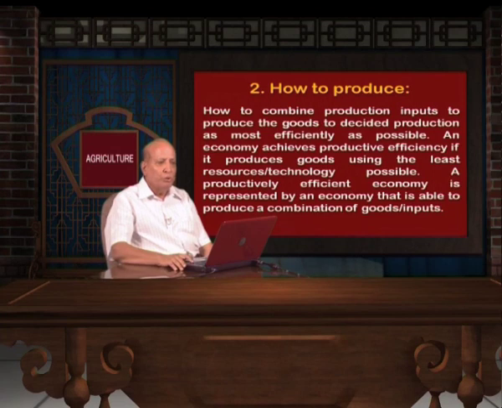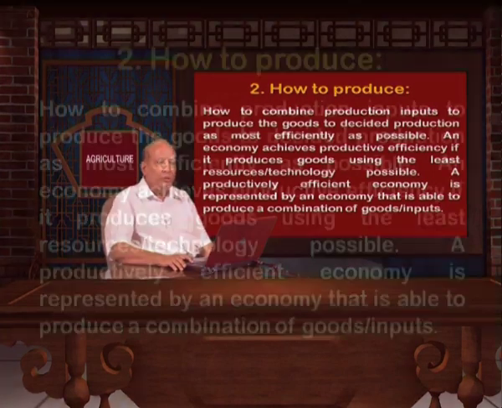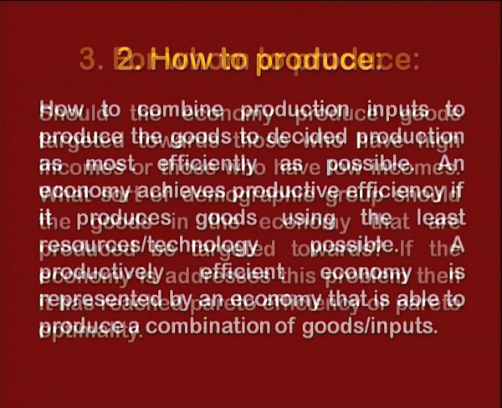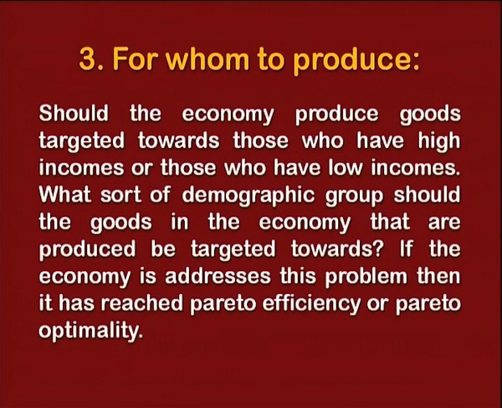How to produce? How to combine production inputs to produce the goods, to decide production as efficiently as possible. An economy achieves productive efficiency if it produces goods using the least resources technologically possible. A productively efficient economy is represented by an economy that is able to produce a combination of goods and inputs.